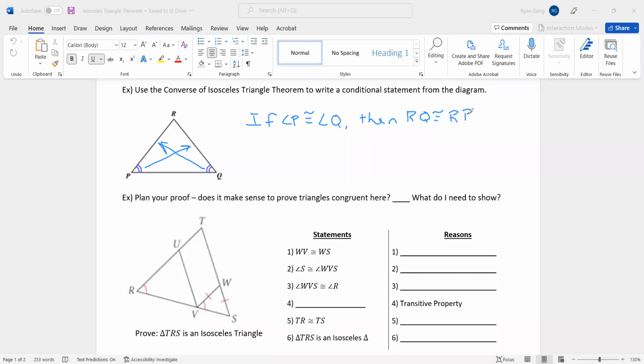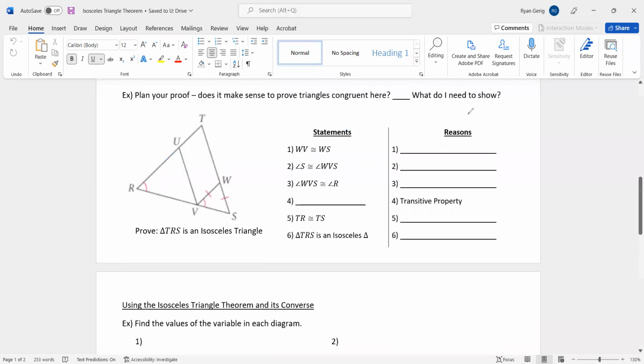Here's the proof I was talking about. First thing you want to do is plan your proof. Does it make sense to do what we've been doing and prove triangles are congruent? First of all, can I even show any two triangles are congruent here? No. What do I need to show? I'm trying to prove that the big overall triangle is an isosceles triangle. How do I show it's an isosceles triangle? I'm going to have to show that two sides are congruent.